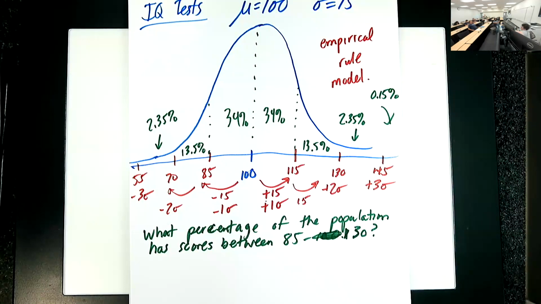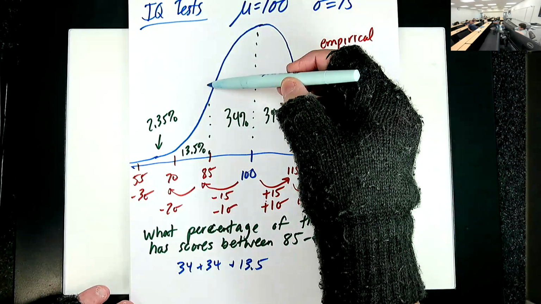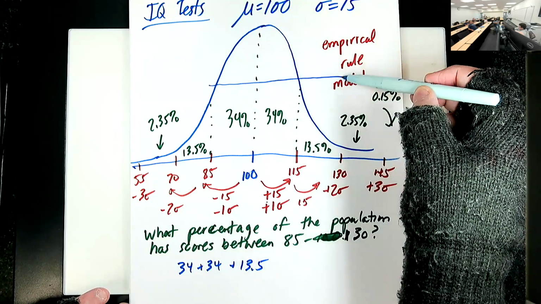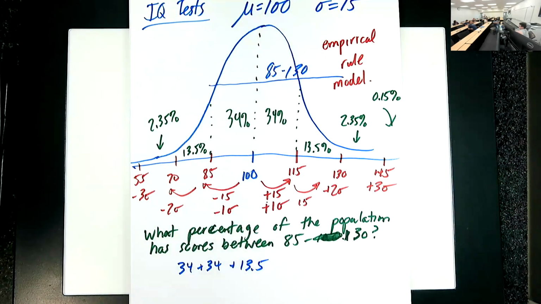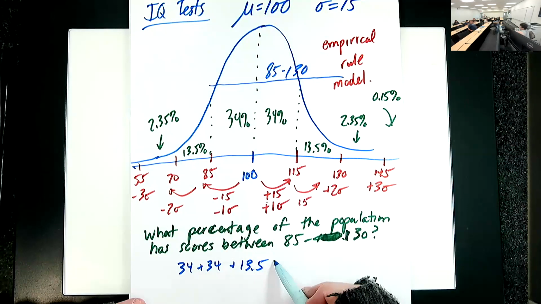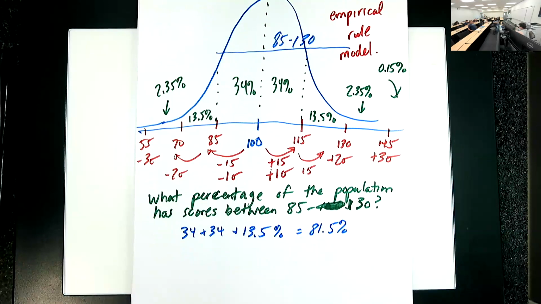We got up to percentages. 34 plus 34 plus 13.5. That's in this range from 85 to 130. That ends up giving you 81.5%. Around 83.5.